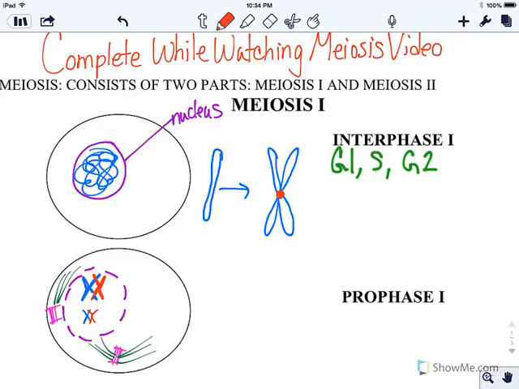So this video is going to show the detailed process of what happens during both Meiosis 1, which is the first division, and Meiosis 2. So if you look at the very beginning of this cell's cycle, you still have interphase.